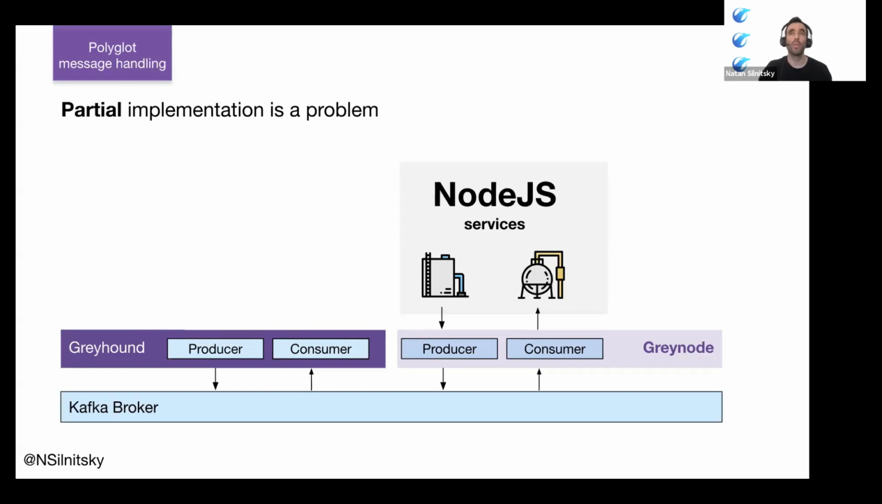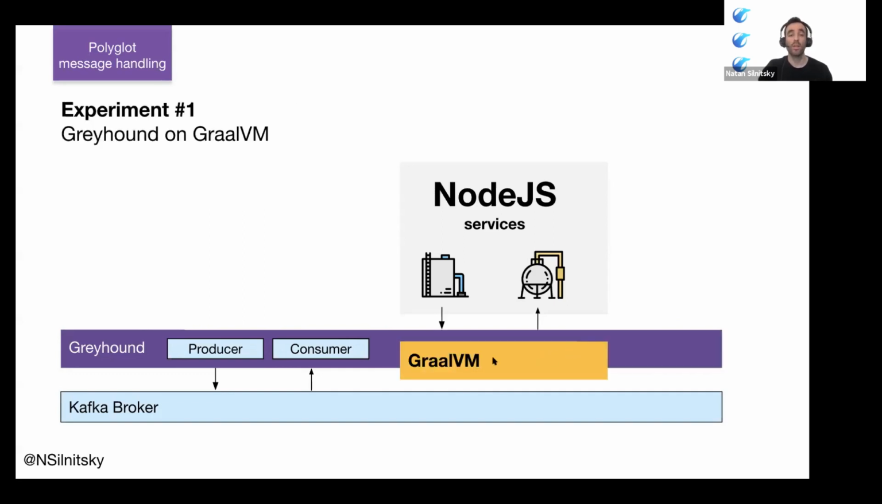And also the Kafka library for Node.js is not very reliable, and it's usually lagging behind the JDK library for Kafka. So it's really not an optimal solution. So we started searching for alternative solutions for non-JVM language services. The first idea was to use GraalVM, so we experimented with that.